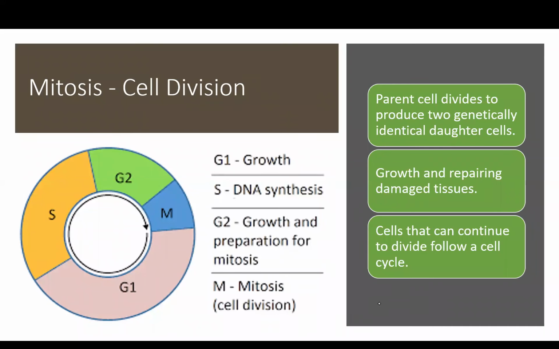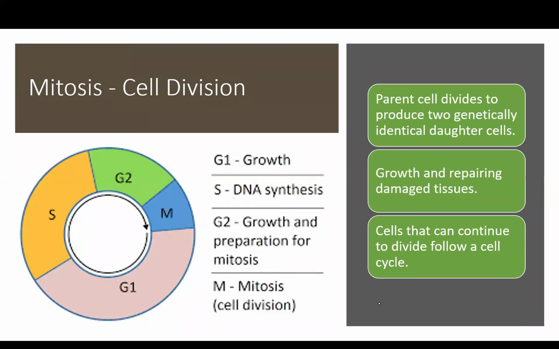So mitosis, there are two types of cell division in eukaryotic cells. You have mitosis and meiosis, and we've looked at meiosis before. If you're not quite sure, go back and have another look at another video that covered meiosis. But mitosis is that production of genetically identical cells, which meiosis doesn't do.